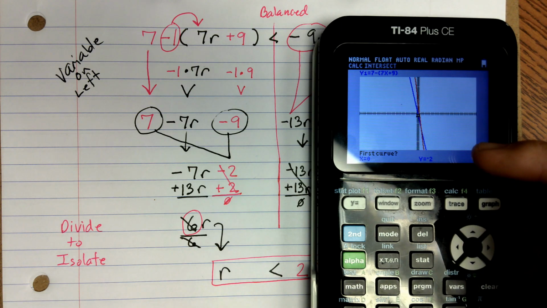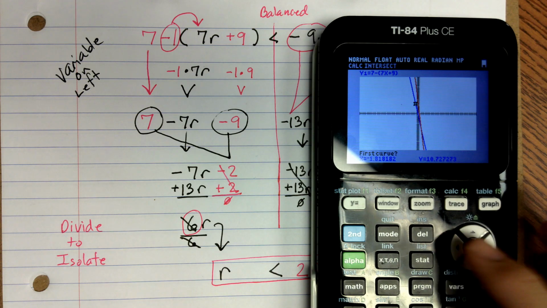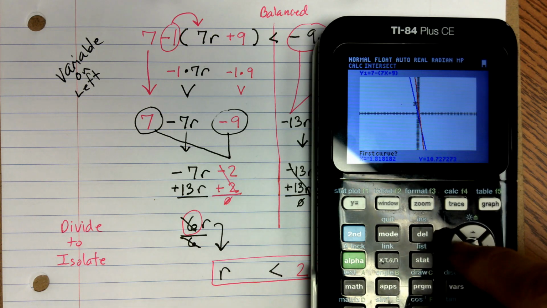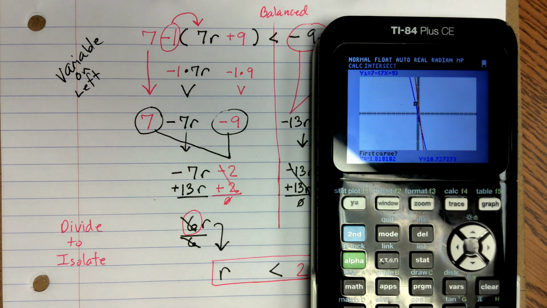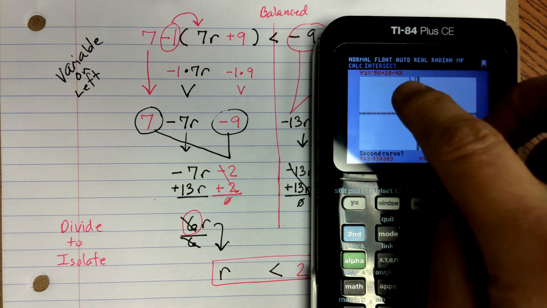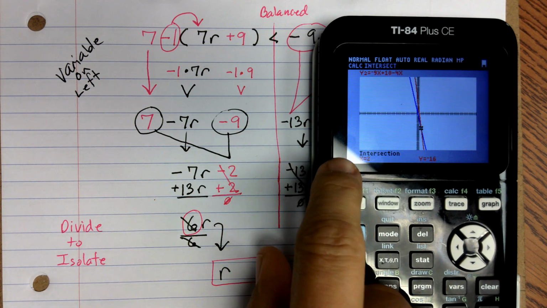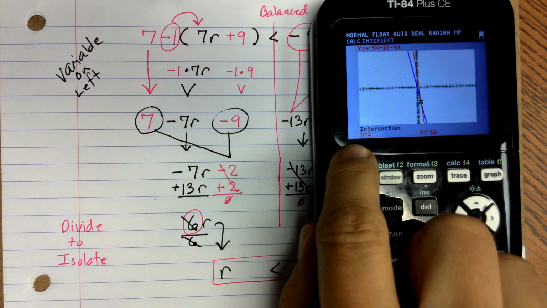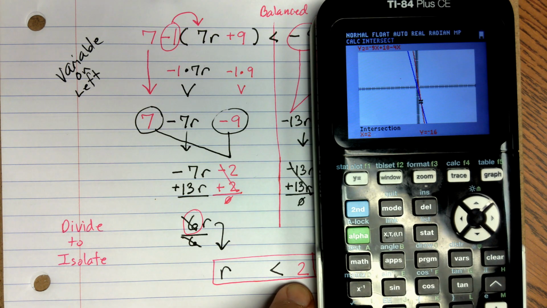So notice now that I selected that I wanted to find the intersection, it actually says first curve. What you really want to do is just click to the left on the pad to move the little cursor to the left of the intersection, and then hit enter, and then click it till it goes to the right of the intersection, because you want to try to be on both sides of the intersection. Hit enter, and then hit enter again, and notice it gives me my intersection, and it even says intersection. It says the intersection is when x is equal to 2. So that tells me that my value of x, in other words r, should be equal to 2.